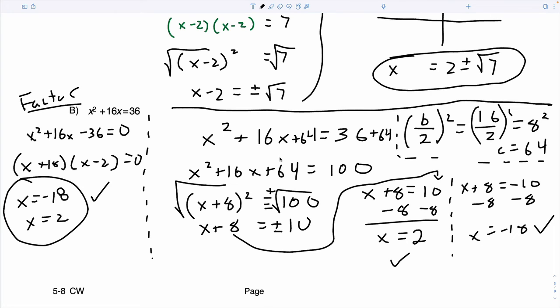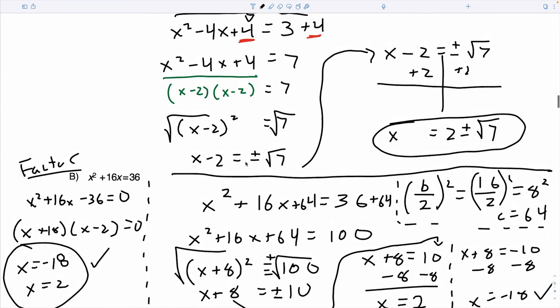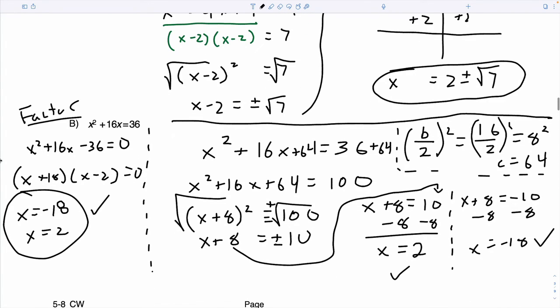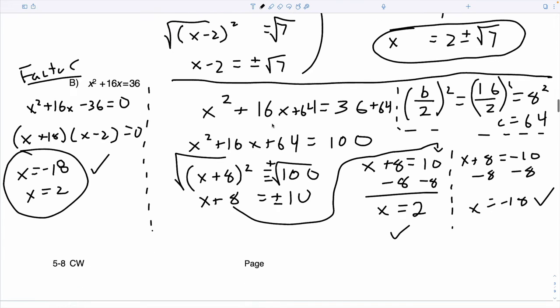I showed you both ways just because I want you to see that it works, but as mathematicians and as you perfect these 4 skills, you should always choose the simplest. This is definitely one I would factor. I would not choose completing the square for this just because it works for factoring and it's way simpler, but it does work for every method if you do it correctly.